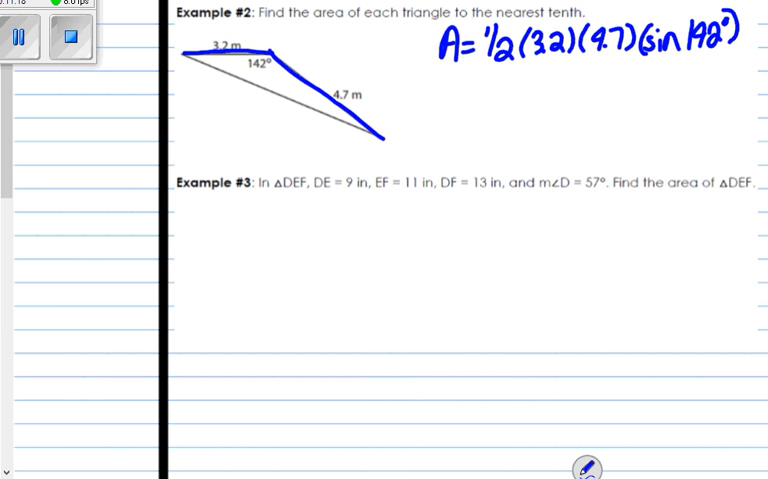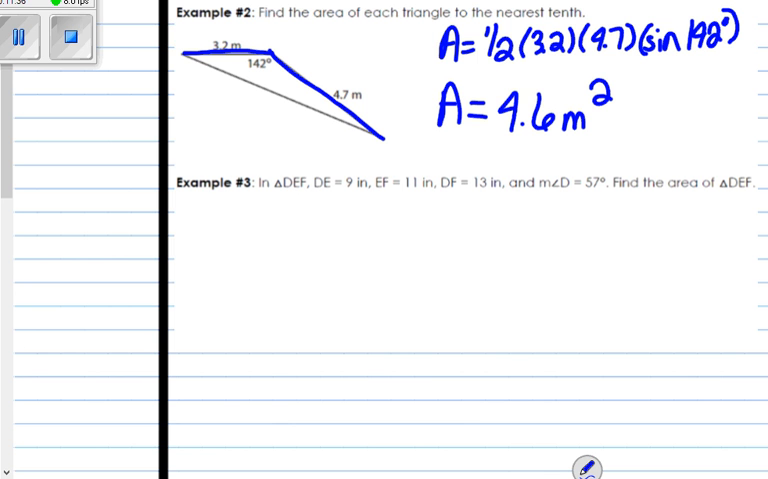Okay, so to the nearest 10th, what was the answer? A equals 4.6 meters squared. Okay, anyone have an issue plugging this into your calculator? We feel good? Okay, let's do another one.